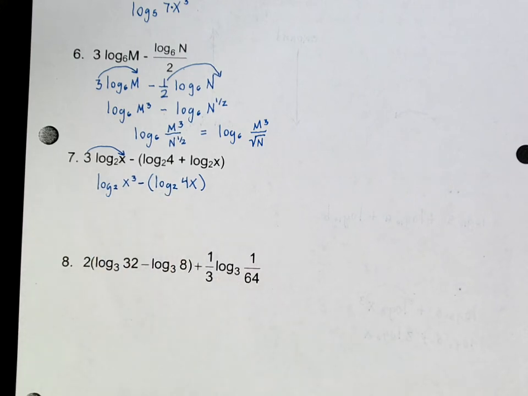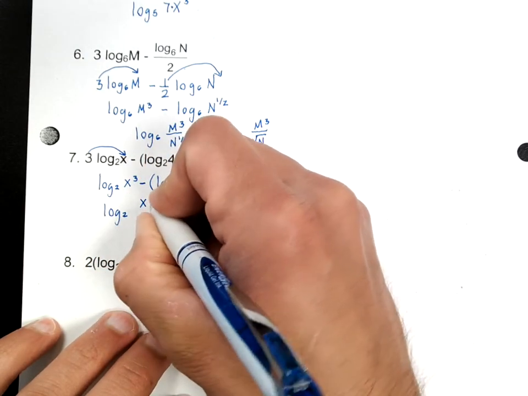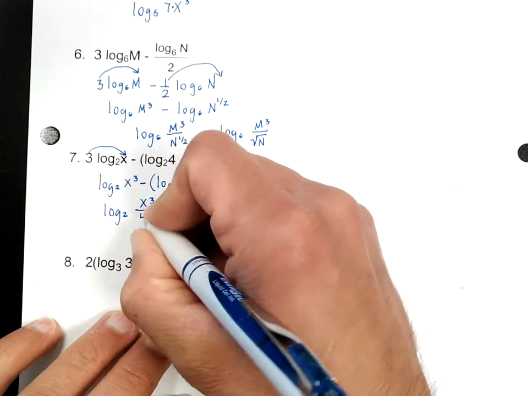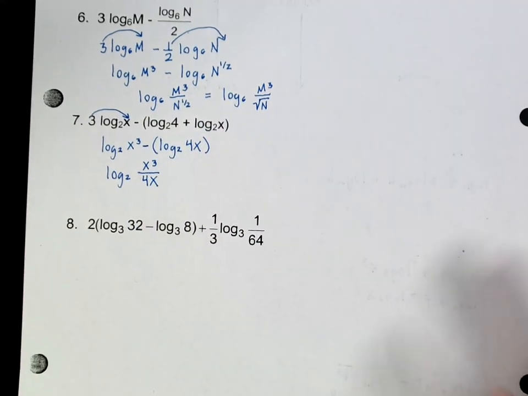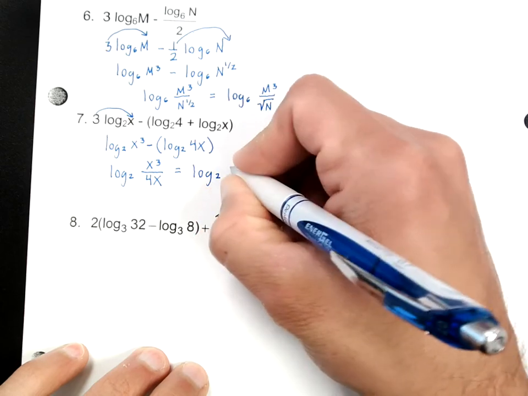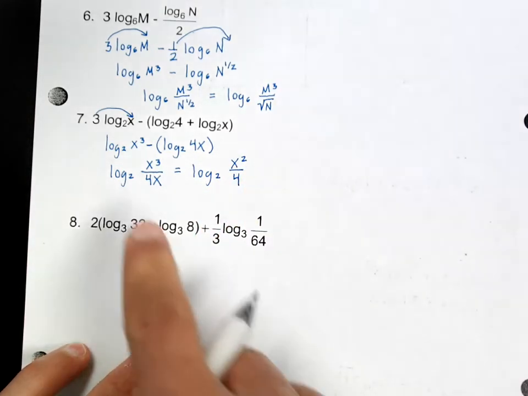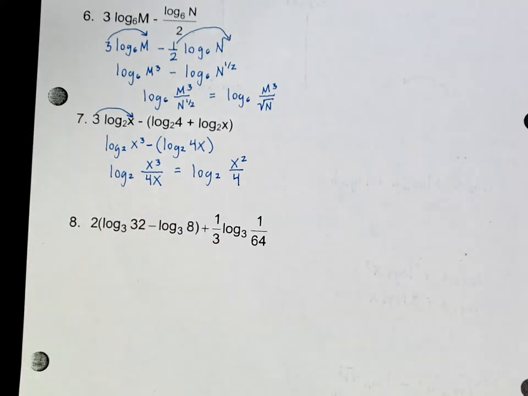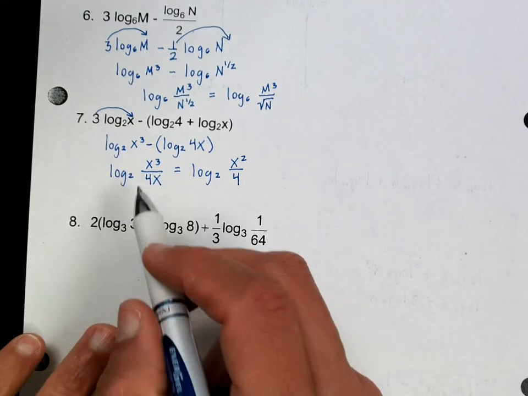Okay? And then now I am going to divide. Like that. Right, if I subtract, I divide. And if you wanted to simplify a little bit further, this would be x squared over 4. But if you got that, I would count that right. I mean, it's fine. And maybe that would be even more correct because I don't want to necessarily eliminate that x. But anyway.